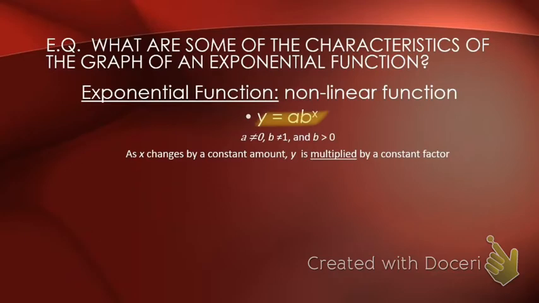Now, as x changes by a constant amount, when you're dealing with exponential functions, we still have to make sure the x's are increasing by a constant amount. But look at what happens with y. y is being multiplied by a constant factor. So go ahead and underline or highlight the word multiplied, because that is also going to be very, very important here in just a few minutes.